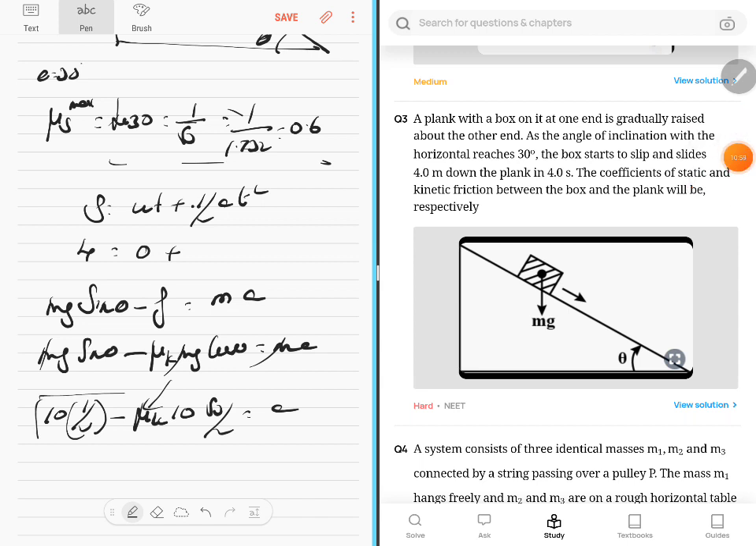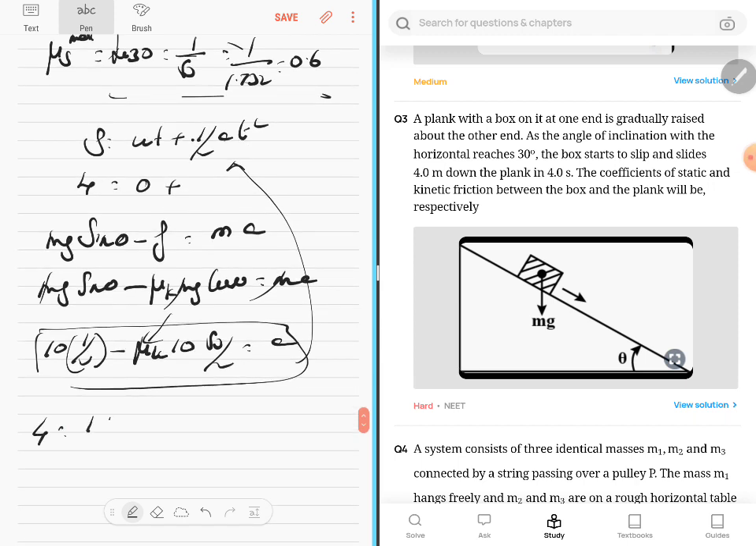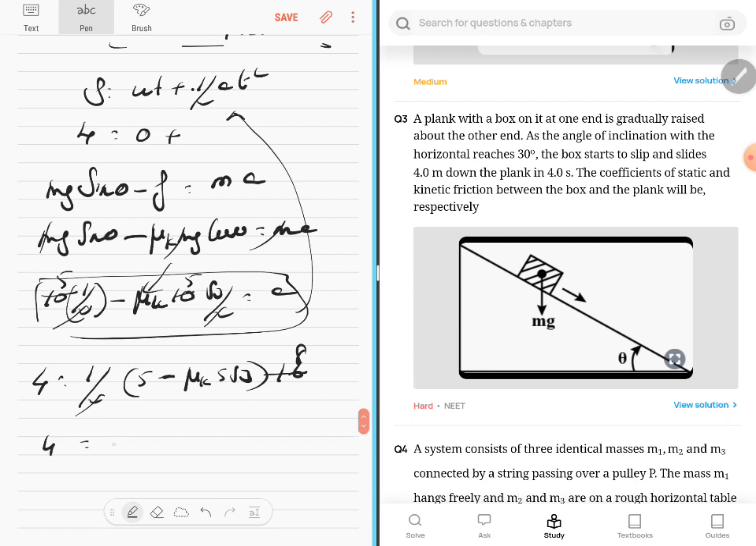So this is the acceleration that you got, and let's substitute it in s = ut + ½at². 4 = 0 + ½ × acceleration, where the acceleration is 5 − μk × 5√3, times t². t² is given as 16, so this becomes 8. So 4 = 5(1 − μk√3) × 8. The 5 can be taken out as common, and brought down as 40 with the 8. So 1 − μk√3 is what is left.